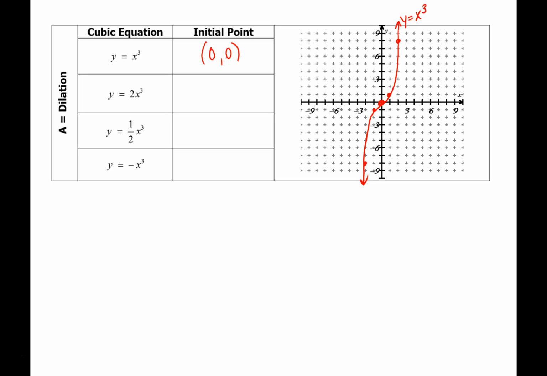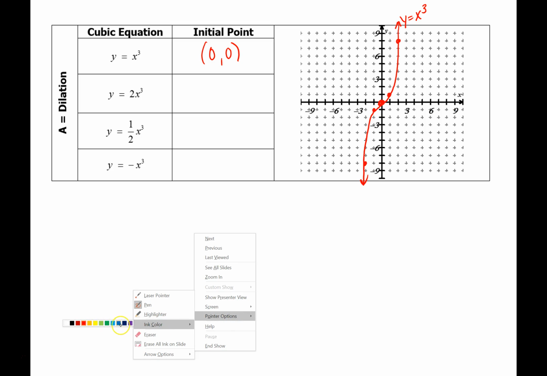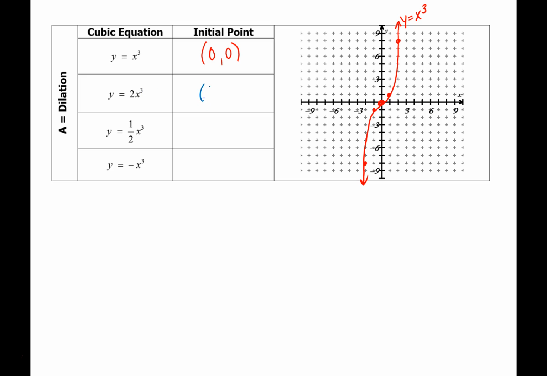Okay, and now let's look at some dilation problems. This first one, the a value is 2. That means it's going to double the y values when I plug in an x. So if I am starting from the same place, because h and k haven't changed at all, I'm starting at 0, 0. That's still here.